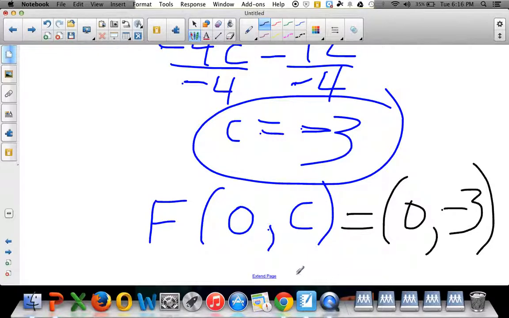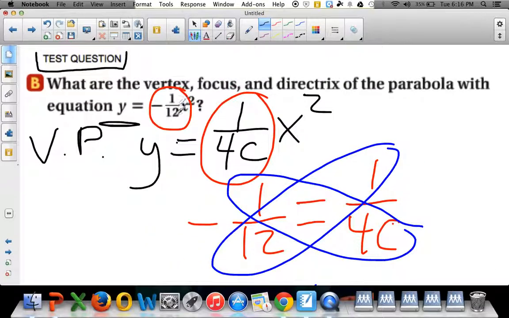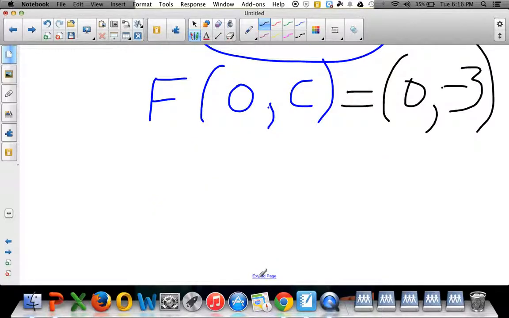Like I said earlier, judging by the way my equation is set up, I know that my vertex is going to be at 0, 0. So I'll have a vertex at 0, 0.